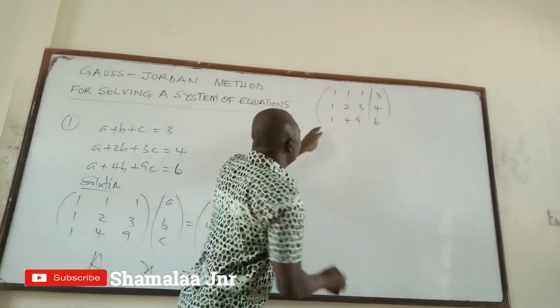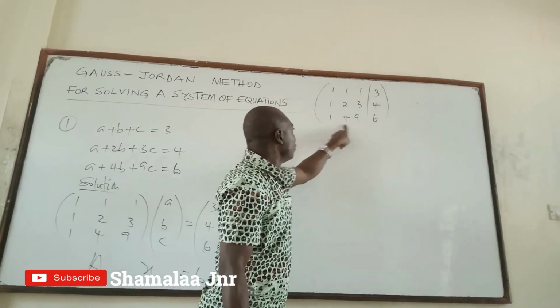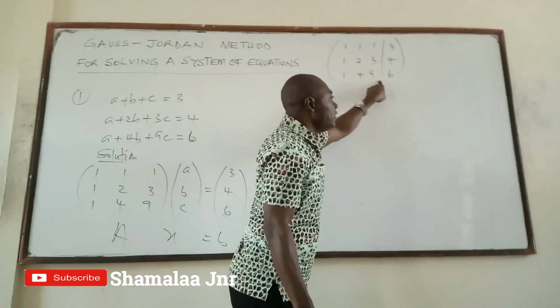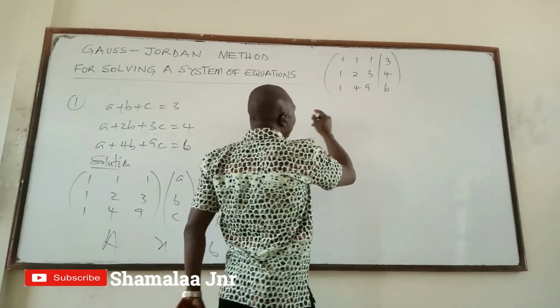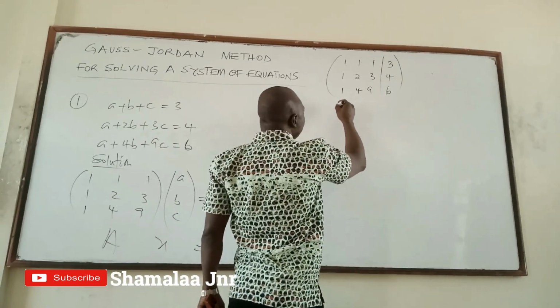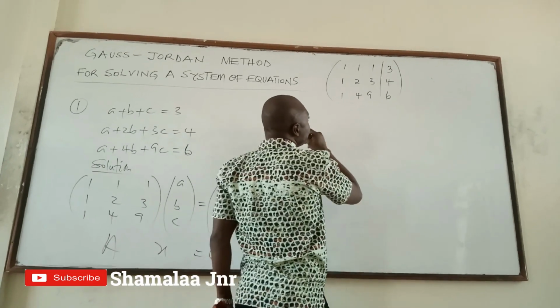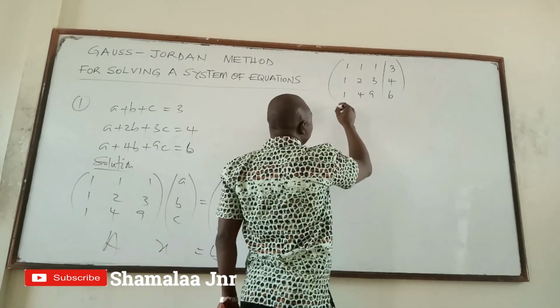So we are going to work on the left hand side here so that we obtain an identity matrix. Now, how do you do this? So let's look at the operations. You are using the normal elementary row operations. So I'm going to have something like this.